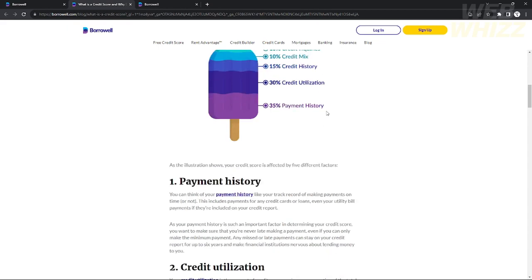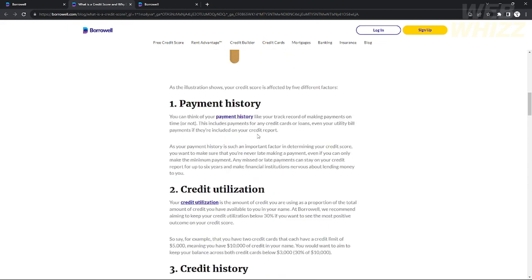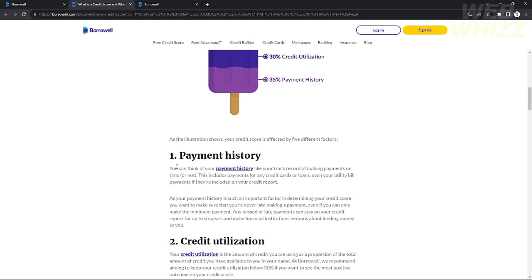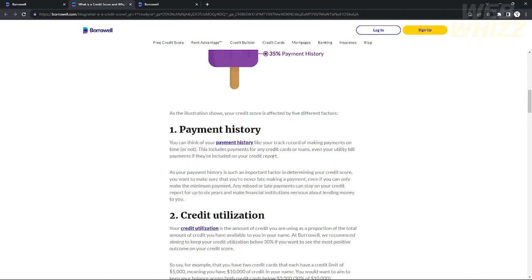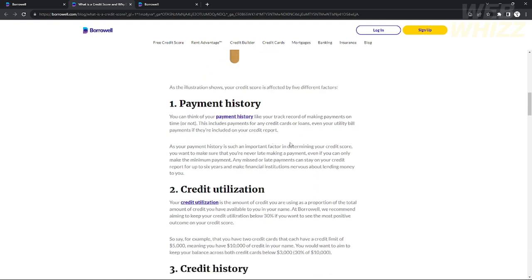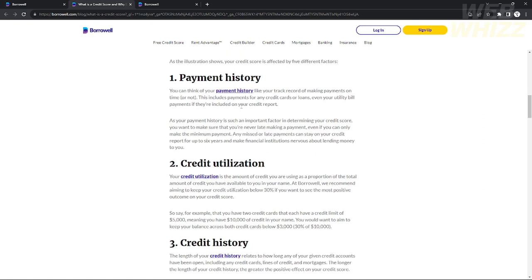So, what is a payment history? It's just a history of your payments to trusted lenders, and it shows if you paid your bills on time. And it's a very important part of your credit score. So, I recommend you check your payment history so that you know what changes need to happen in order to increase your credit score.